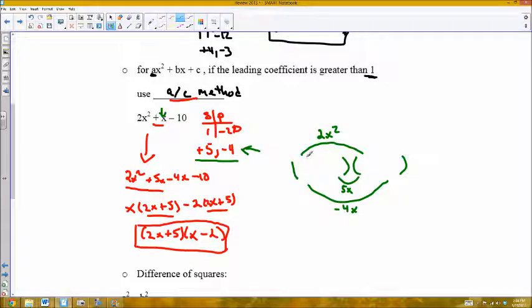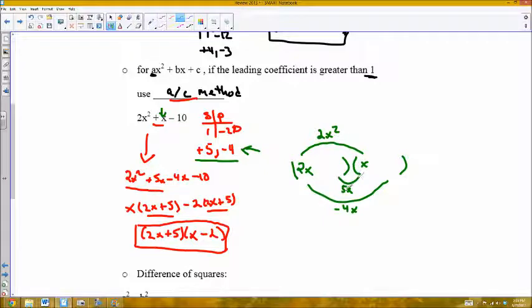So since these two bridges overlap here, what goes in this spot will have to be a common factor of negative 4x and 2x squared. Well, the greatest such common factor is 2x. Well, if I have 2x here, then on the other end of this bridge would have to be x, so that they multiply to be 2x squared.